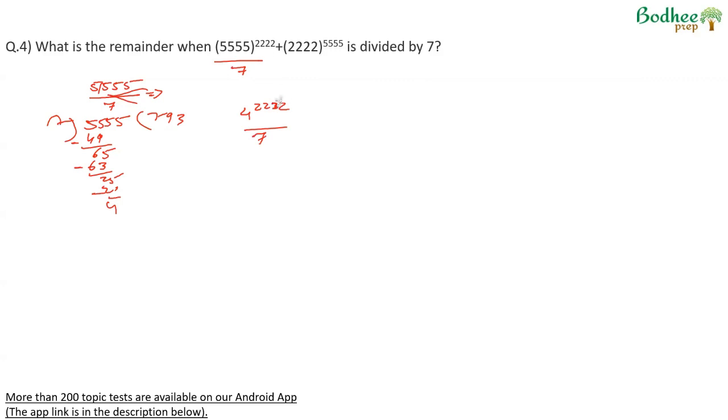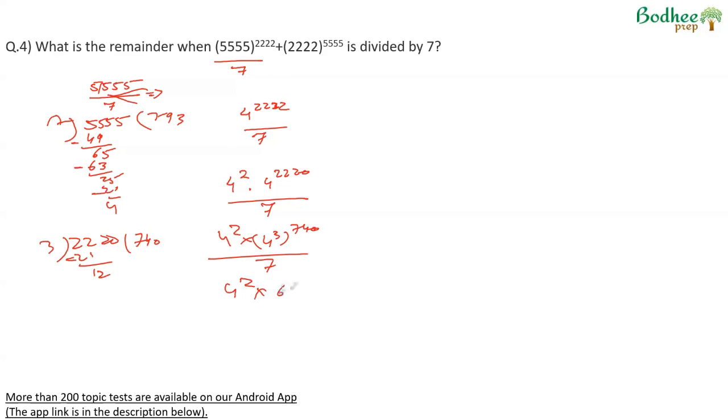4 cube is 64. So from here, if we take out 4 square and write 4 raised to triple two 0, divided by 3, basically I'm trying to write 64. Triple two 0 divided by 3 is 740, since 7 3s are 21. So 4 square into 4 cube raised to 740, which is 4 square into 64 raised to power 740. 64 divided by 7 leaves a remainder of 1. So from here we'll get a remainder of 16.